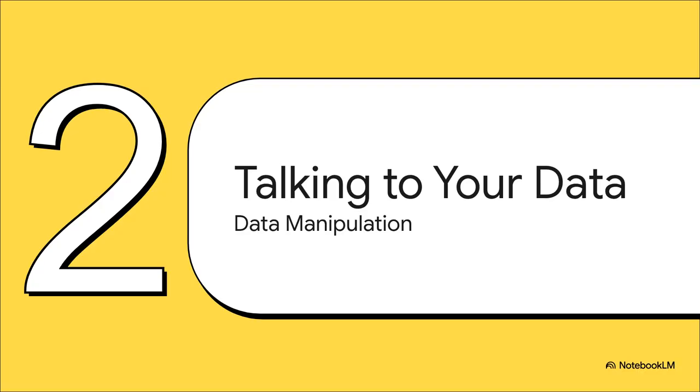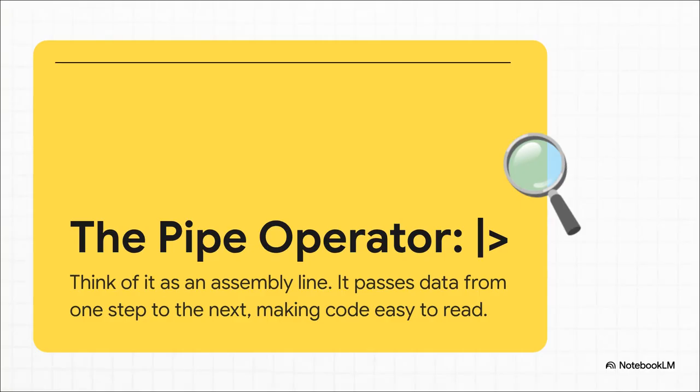All right, now that we're all set up, let's learn the language. We're going to see how we can actually have a conversation with our data, ask it questions and get answers back using a fantastic set of tools. Now, one of the most powerful, and I mean game-changing tools in R is this little symbol, the pipe operator. The best way to think of it is like an assembly line. You take your raw data, you put it on the line, and the pipe just sends it from one step to the next. This simple idea lets you write code that reads like a story, from left to right.